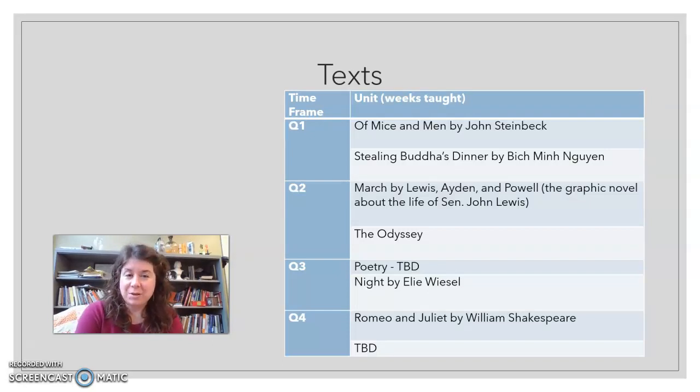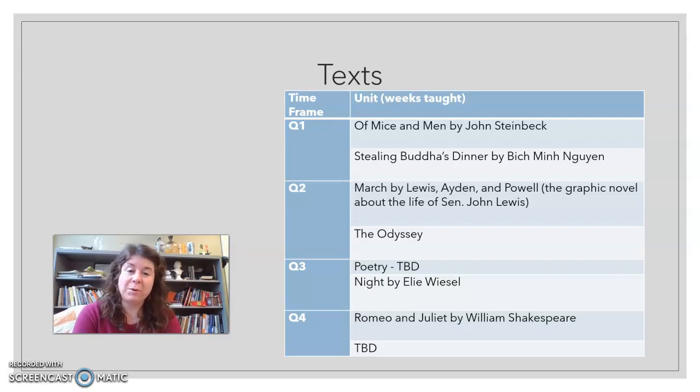Here are the texts that we'll be doing. You can see that quarter one, we've just finished up with Of Mice and Men, and we'll be starting a memoir called Stealing Buddha's Dinner next. Then we'll be reading the graphic novel series March, which is about the life of John Lewis, along with some other texts from the civil rights movement then and now. We will also be reading selections from the Odyssey.